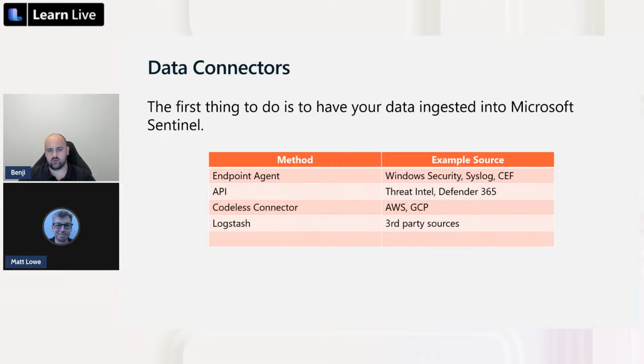For other sources that might not use an agent, that are maybe cloud hosted or a SaaS service, you can use API. So Microsoft Sentinel does support API ingestion, and a couple examples of what that might be for are threat intelligence coming from, say, a threat intelligence platform, or Defender 365. So using the different Defender products, we can also ingest their data and their alerts through API.